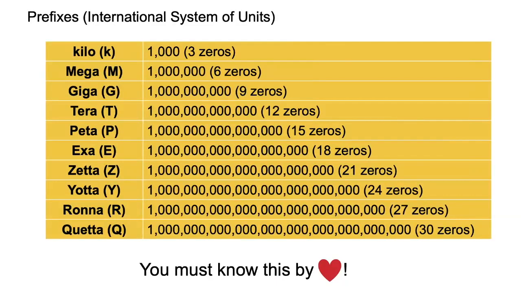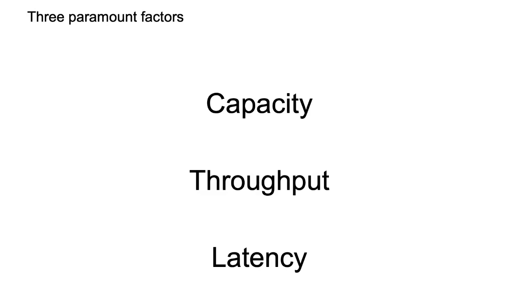So in terms of volume, I'll ask you to learn everything by heart of these prefixes. By the way, Ronna and Quetta are the new ones, very recent. So now we're all the way to 10 to the power of 30. So you must know these by heart in order to know the scales of your data. So especially for big data for engineers.